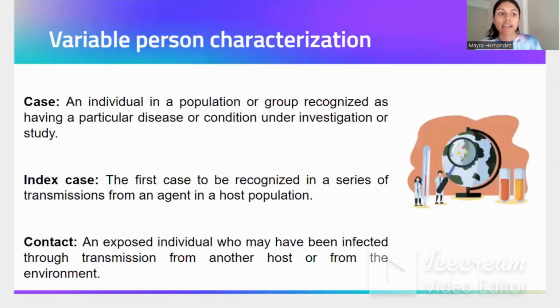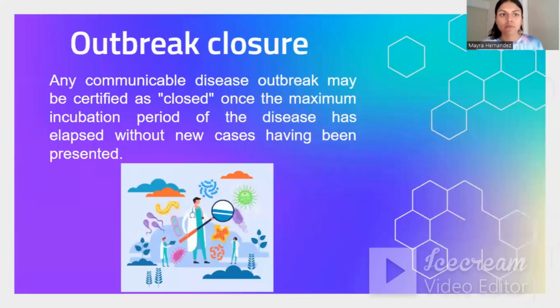Other concepts are case, that is an individual in a population or group recognized as having a particular disease or condition under investigation or study. Index case is the first case to be recognized in a series of transmission from an agent in a host population. And contact is an exposed individual who may have been infected through transmission from another host or from the environment. Any communicable disease outbreak may be certified as closed once the maximum incubation period of the disease has elapsed without new cases having been presented.